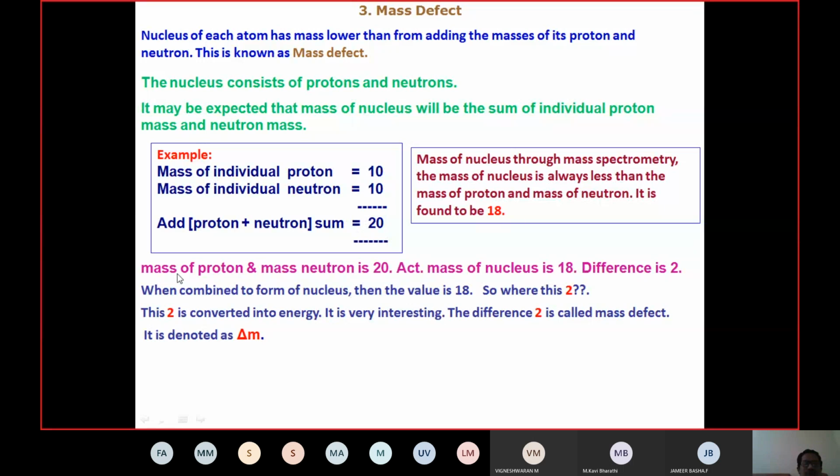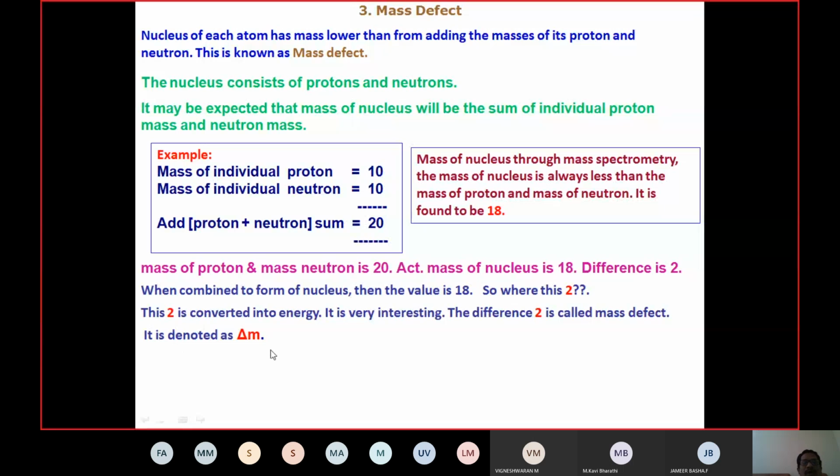So the mass of individual protons and neutrons is 20, but the actual mass of the nucleus is 18. So what is this difference? The difference is 2. We combine them to form the nucleus, and the value is 18. So where does this 2 go? This 2 is converted into energy. It is very interesting that the difference, 2, is called mass defect. It is denoted by del M.